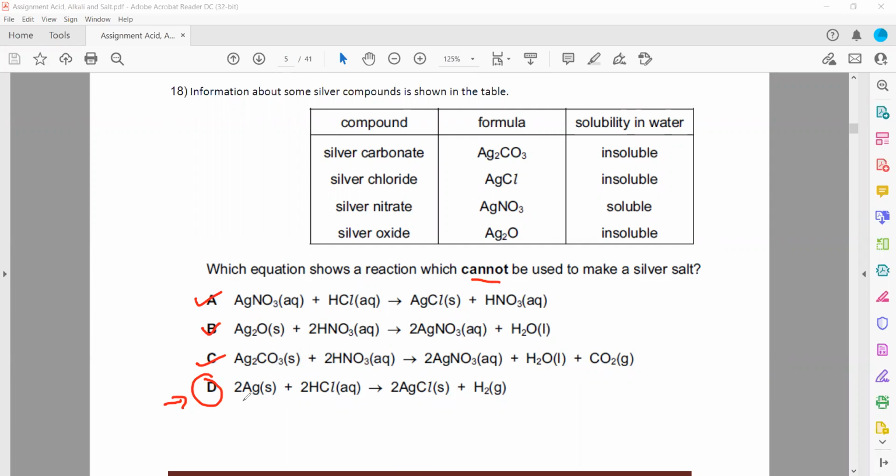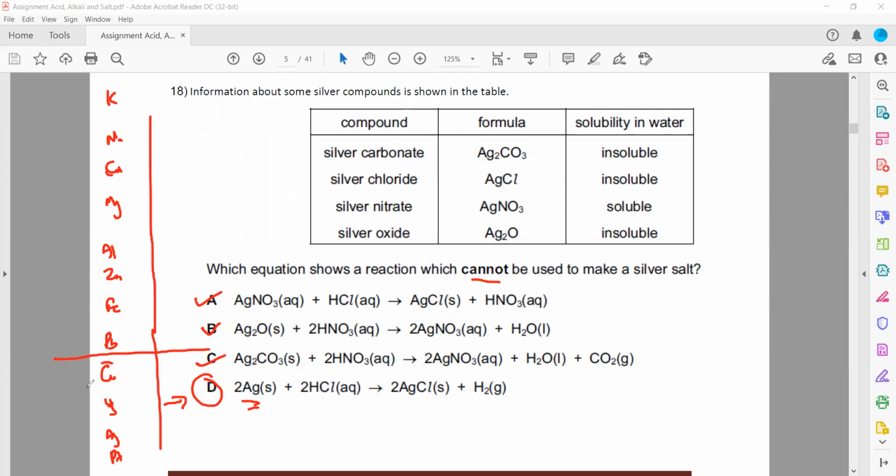In option D, as we know from the reactivity series, we have potassium, sodium, calcium, magnesium, aluminum, zinc, iron, lead, copper, mercury, silver, gold and platinum. So elements which are below lead don't react with the dilute acids which we use in the lab. So these elements do not have any reaction with acid. If you have silver metal and we mix HCl, we are not able to form this salt. This reaction will not occur.